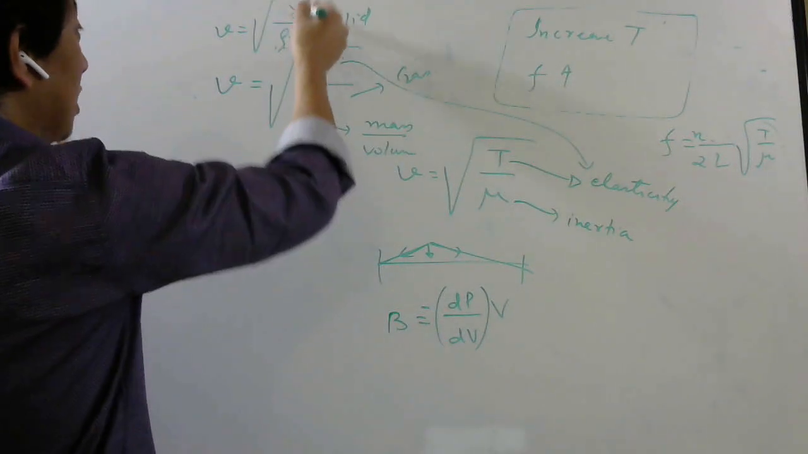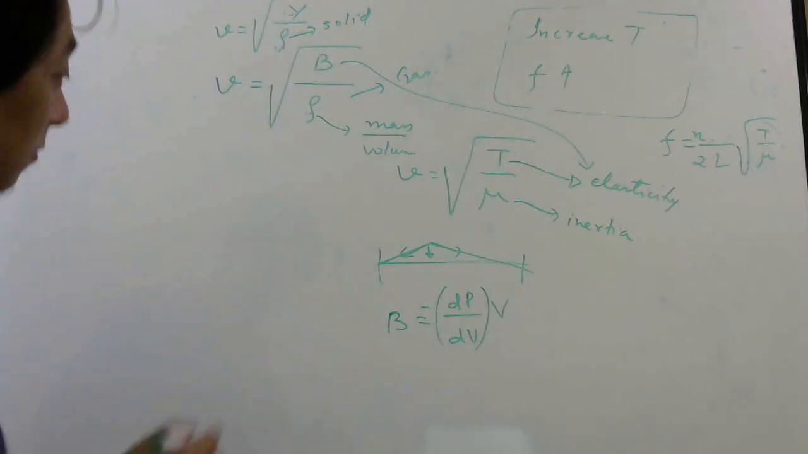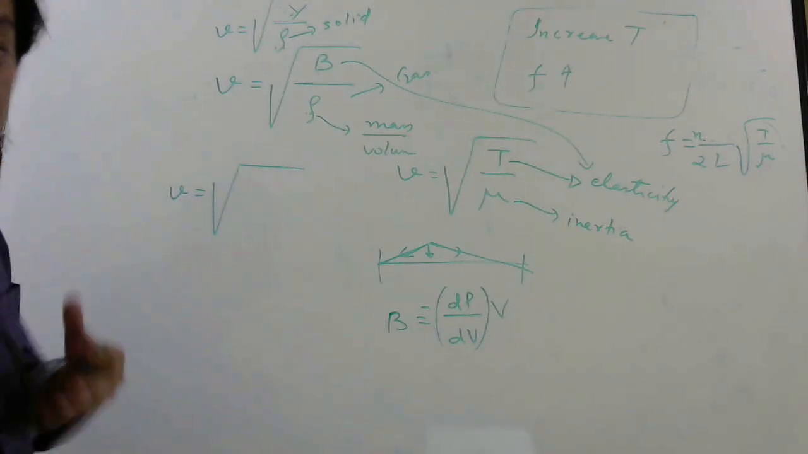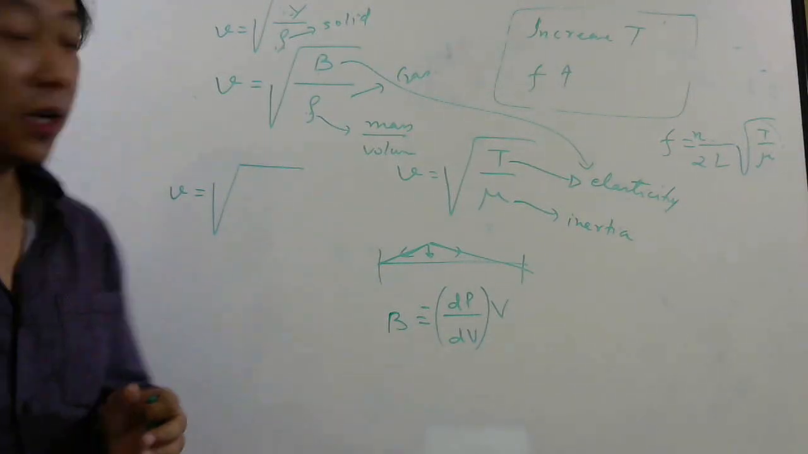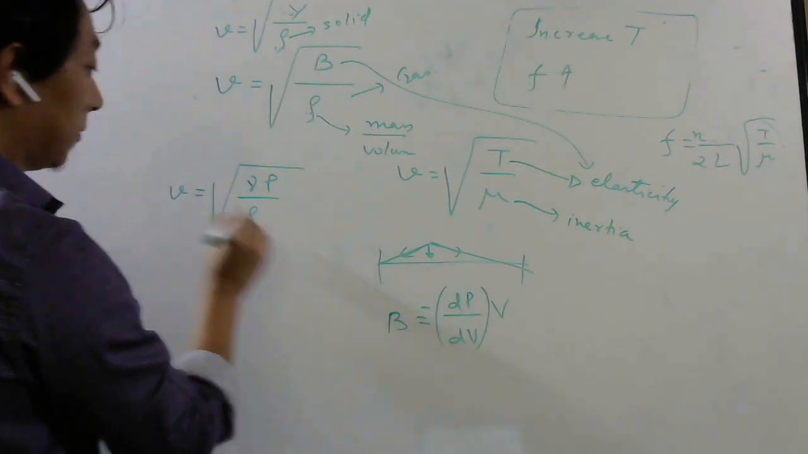So the ratio will still be more than this. That's why speed of sound in solid is more. Now, this formula of speed of sound, if you apply Laplace formula, then bulk modulus comes out gamma p divided by rho.